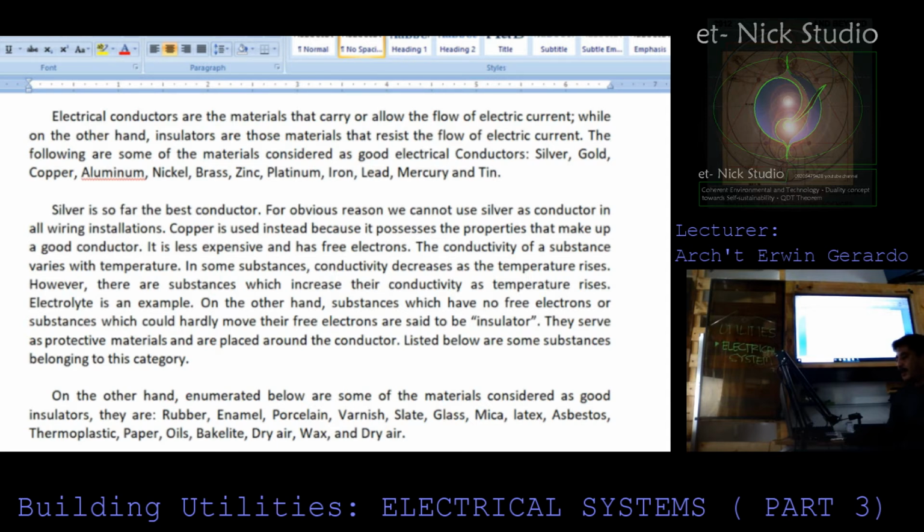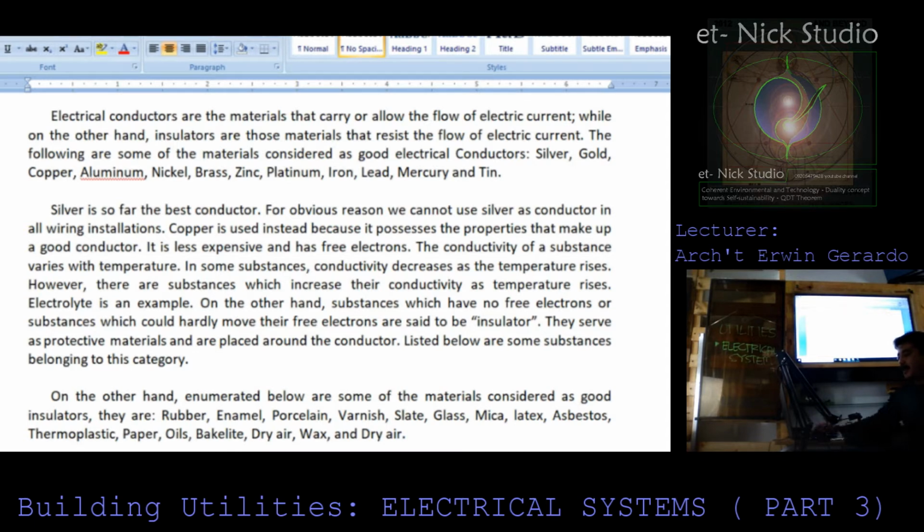Electrolyte is an example. On the other hand, substances which have no free electrons or substances which could hardly move their free electrons are said to be insulators. They serve as protective material and are placed around the conductor. Listed below are some substances belonging to this category.